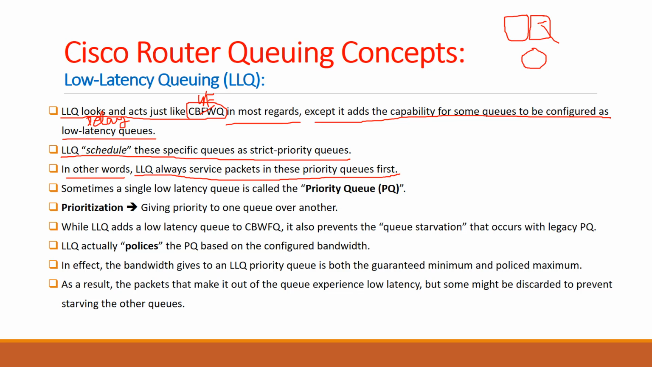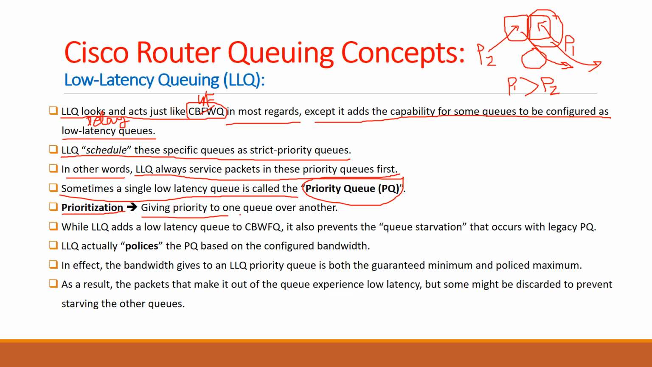If you give this queue priority 1 and this queue priority 2, if P1 is bigger than P2, then this queue will exit first, and then this queue will exit second. Sometimes a single low latency queue is called a priority queue. So, as a definition for prioritization, it means giving priority to one queue over another.